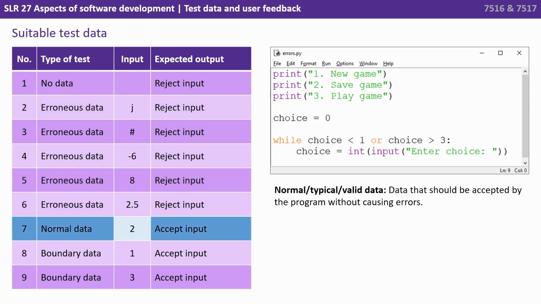We then have what we call normal data. So this is data that should be accepted by the program without causing an error. So here we're choosing 2. That should be accepted and the program should work.